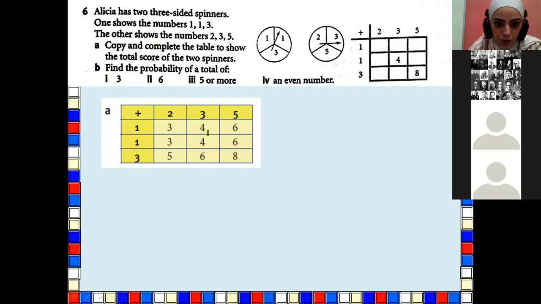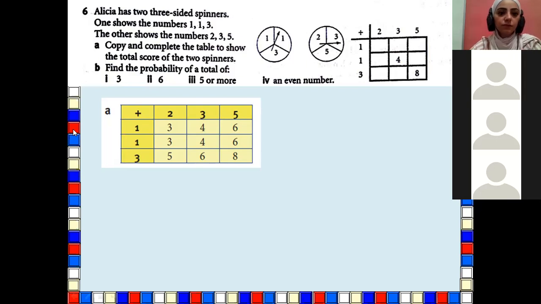So let's go to Tala again. B, find the probability of a total of 3. 2 out of 9. Yes, 2 out of 9 possible outcomes in all. Okay, Tala, thank you. Yalla, another one.